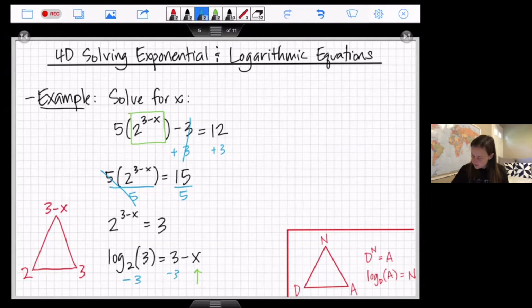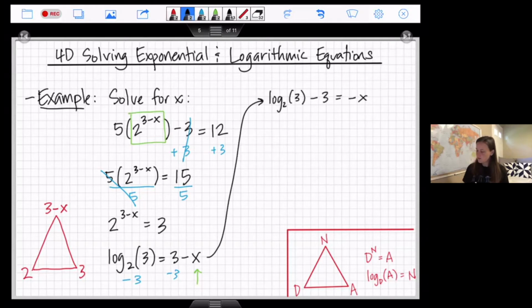All right, and let's see what we have left. So on the left-hand side, I've got the log base 2 of 3 minus 3 equals negative x on the right. Okay, so the 3 that's in the logarithm cannot be simplified with the 3 that's outside the logarithm. It's like the 3 is trapped inside the log function, and then the minus 3 is outside. So those are just going to stay the way they are. And the only thing I have left to do is to get the negative off of the x.